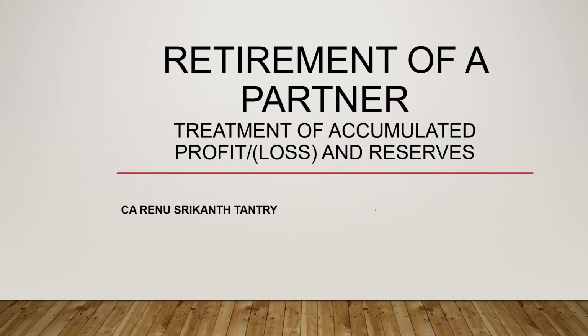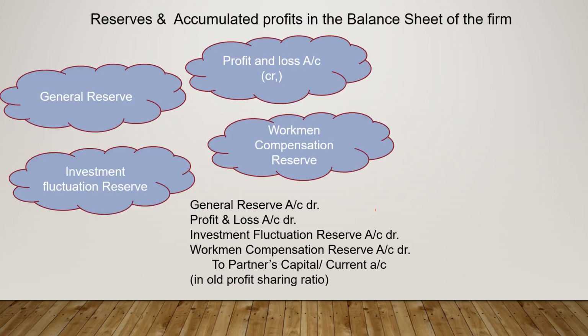So without further delay, we'll start today's session, which will be on accounting treatment of accumulated profits, losses, and reserves on retirement of partner. To begin, in the balance sheet of the firm at the point of retirement of partner, you will find several items on the liability side as well as on the asset side, which you have to dispose of, because as a partner is retiring and going out of the firm, he will have to be given his share in those reserves.